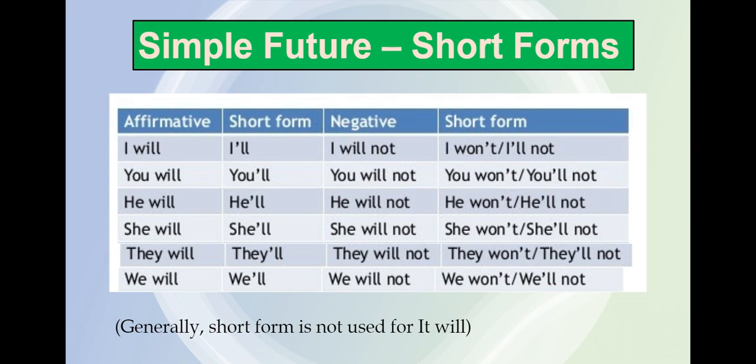And negative, if we have to make it, so it will be you will not. So you can see that we're only adding not to change it to a negative sentence. And will not will change to won't. So please pause the video and go through all the points.